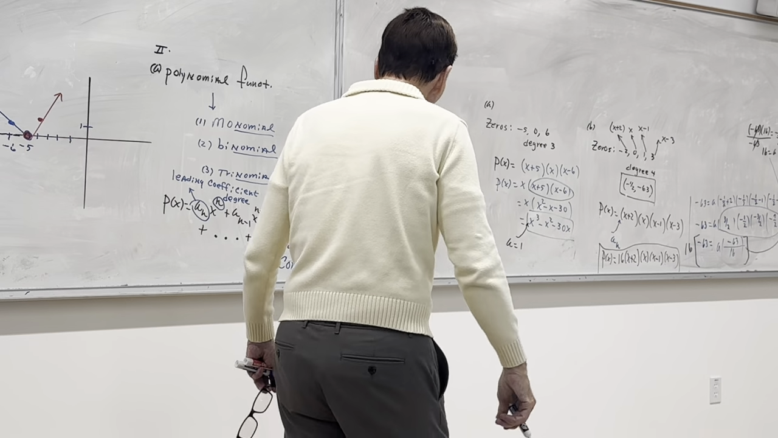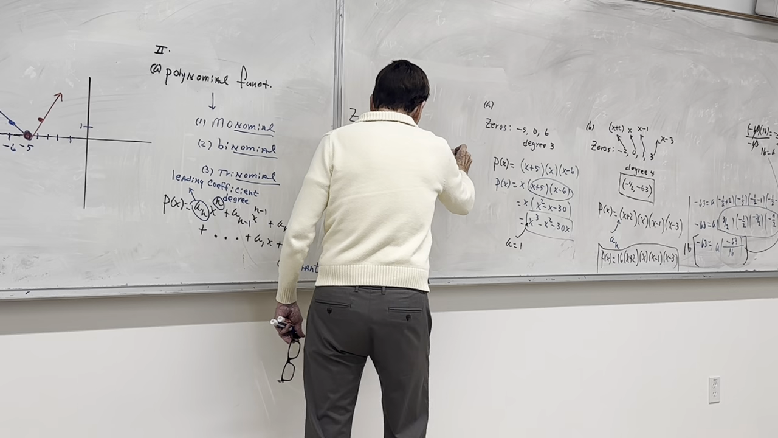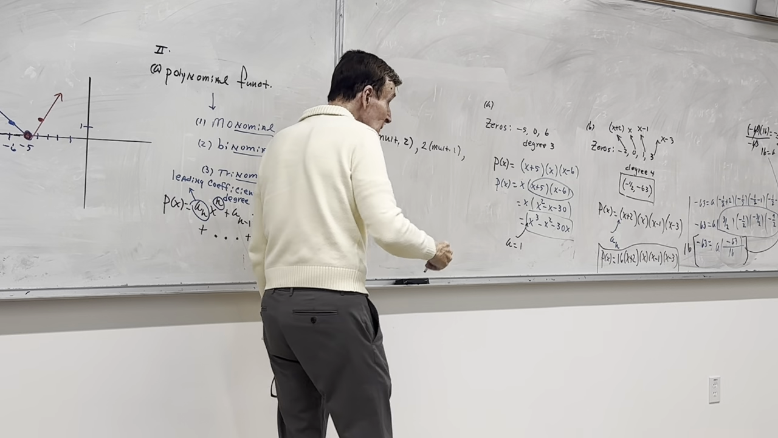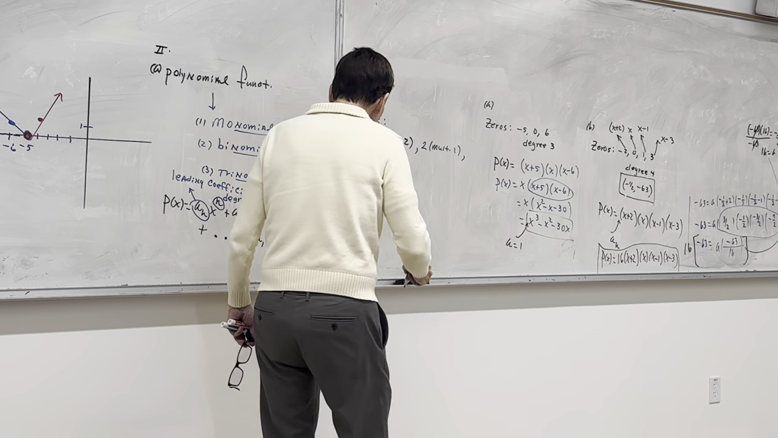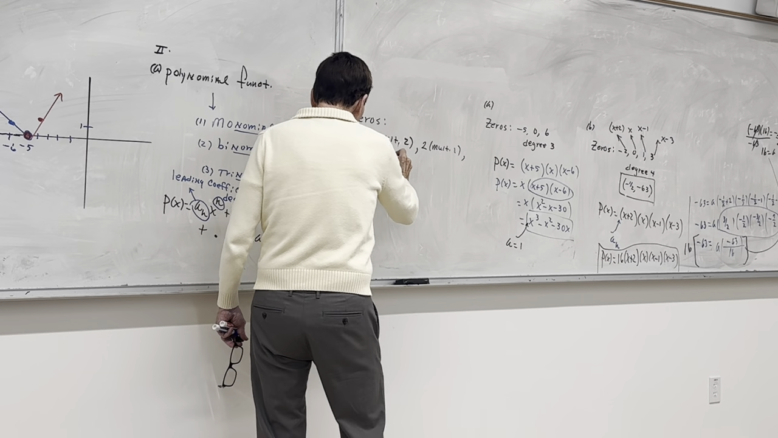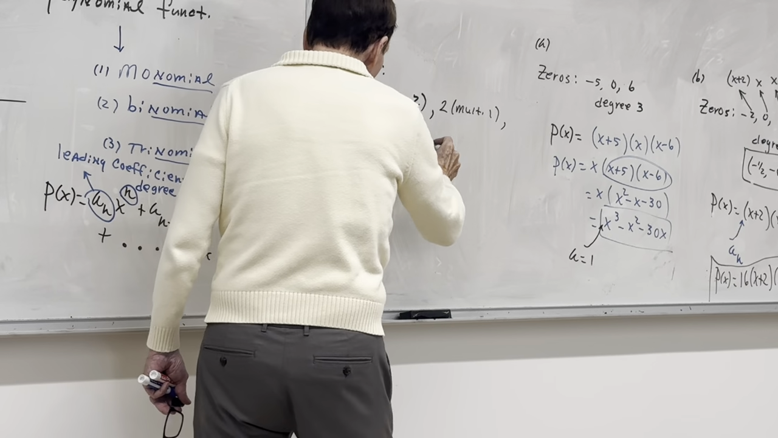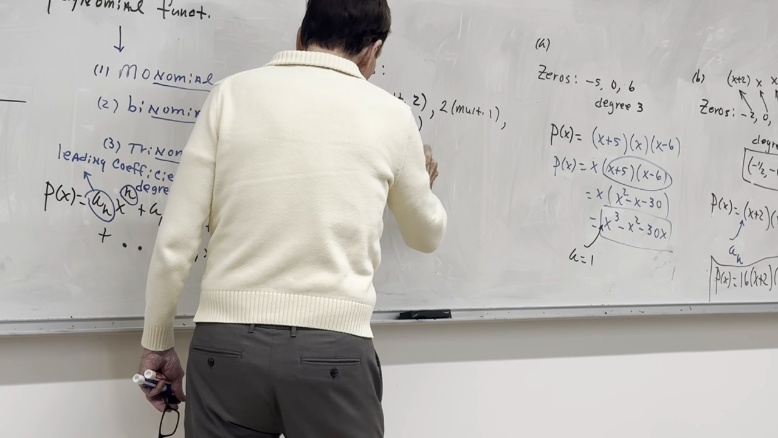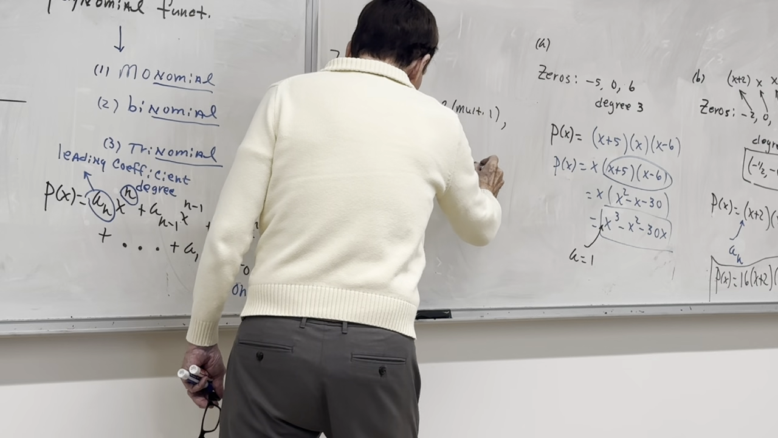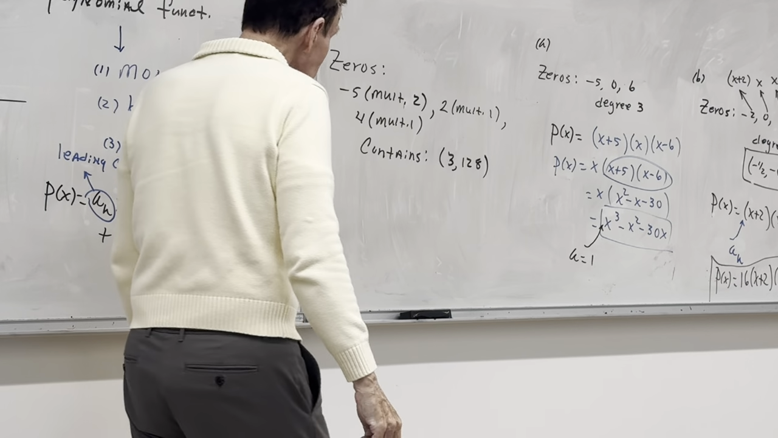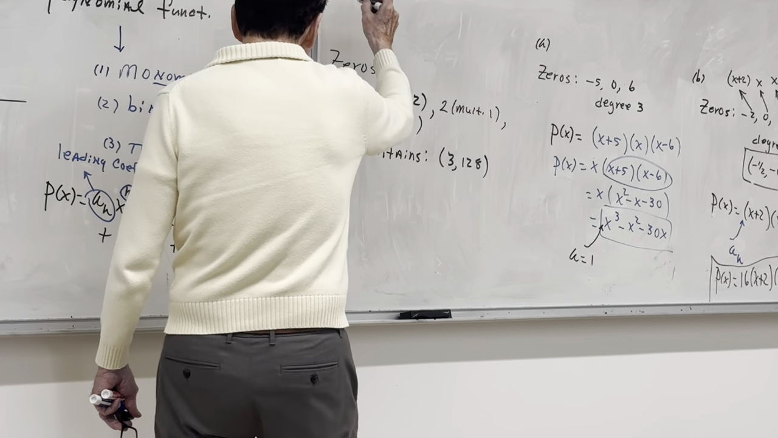What's next? 2, multiplicity 1. Oh, wow. You're getting a little fancy on this. Multiplicity 1, if they want to say it like that, means it's 2, just one time. What's next? 4, multiplicity 1. Okay, and contains the point 3, 128. Oh, my goodness. Here it goes. 3, 128. And then we're going to take a break, guys. You'll need a break. They're saying, please write the polynomial function that will satisfy all of this.